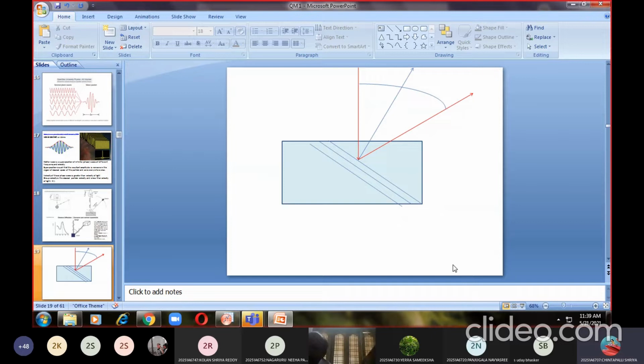N lambda equals 2d sine theta. Excellent. Now what is 2d sine theta? Path difference. So what is n lambda? Multiples of lambda. Why should 2d sine theta be equal to n lambda?